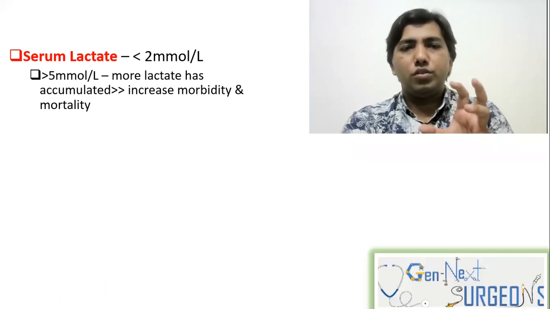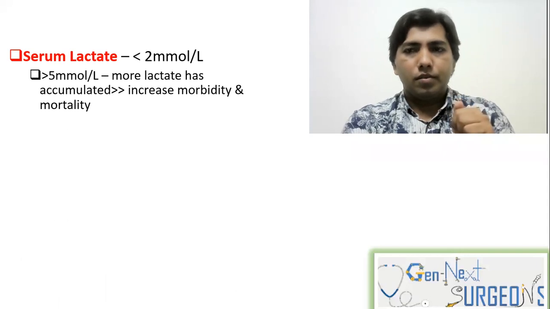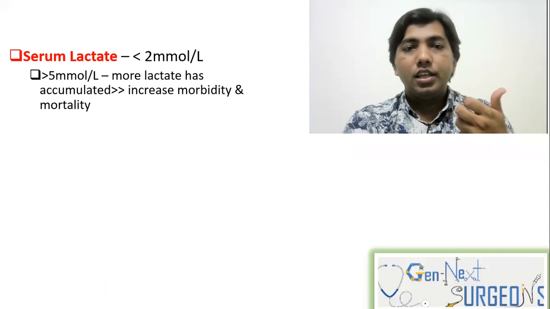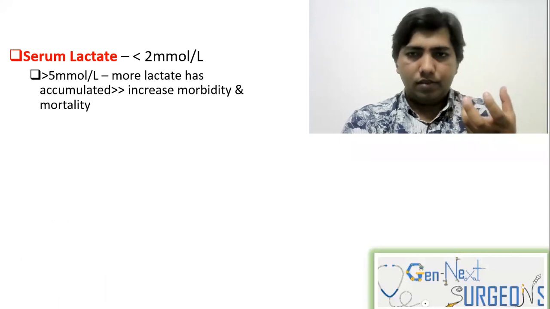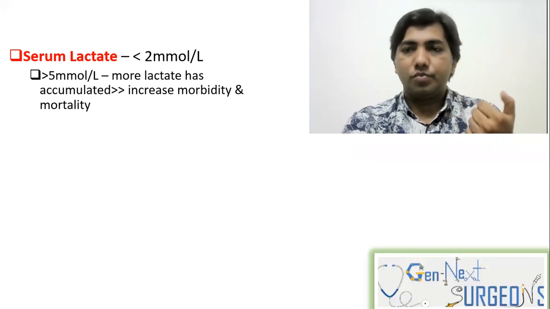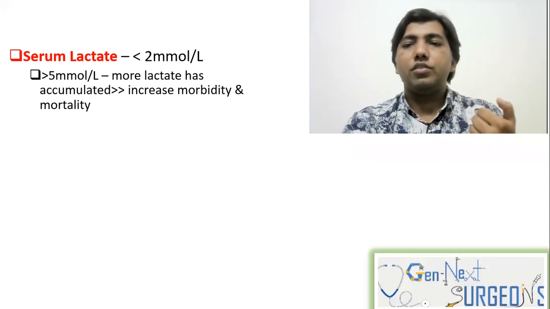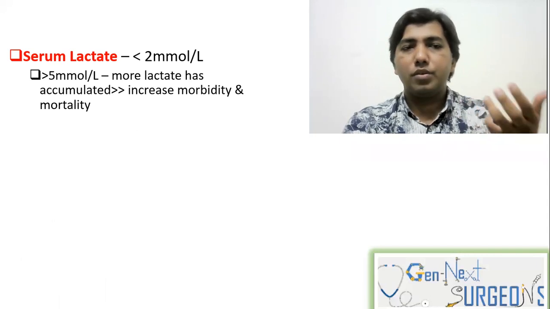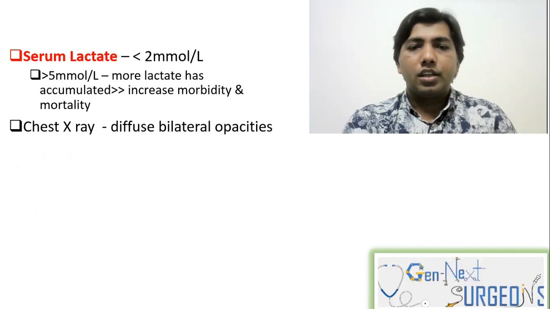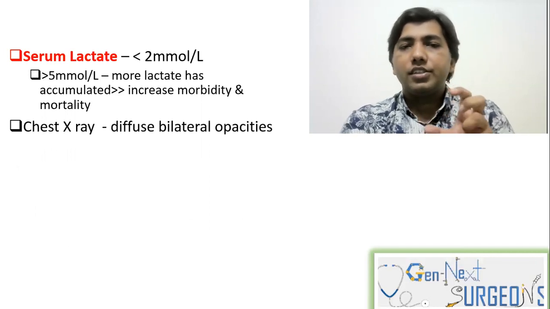Usually less than 2 millimole per liter is normal. The higher the level, the more lactate is accumulating, and it is a simple thing: more lactate accumulating means more metabolic acidosis. So patient morbidity and mortality will increase. More than 5 millimole per liter, the level will be more increased. Now we can advise a chest X-ray.